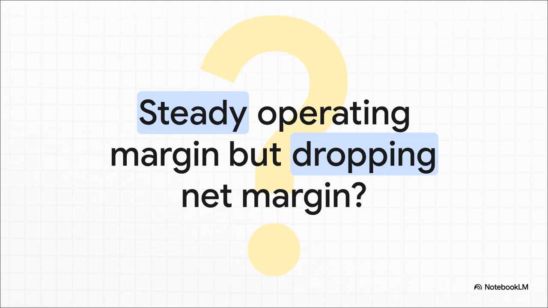Year over year, the operating margin holds perfectly steady, no change. But suddenly the net margin just plummets. What's the story those numbers are telling you? Think about what sits between operating income and net income on our staircase.